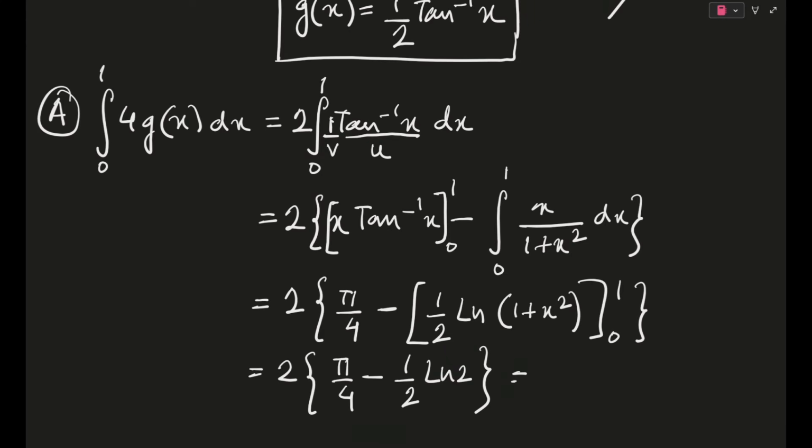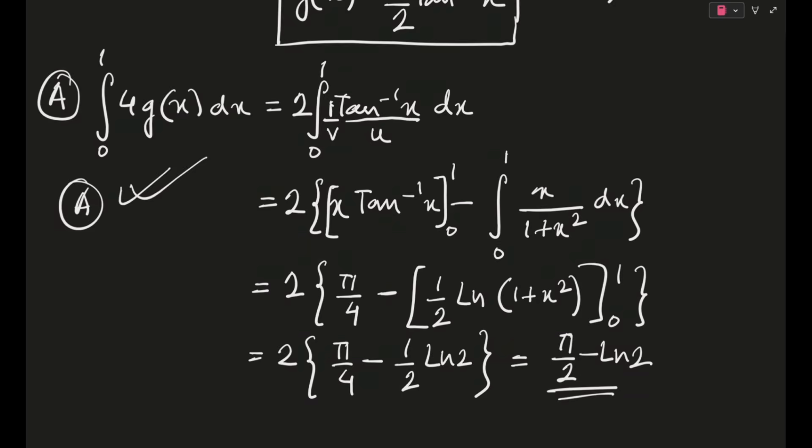So I guess this will, on multiplying, become pi by 2 minus ln 2. And yeah, this was the value that was given. So your option A comes out to be correct. Okay, option A is absolutely correct. So I hope this was done.